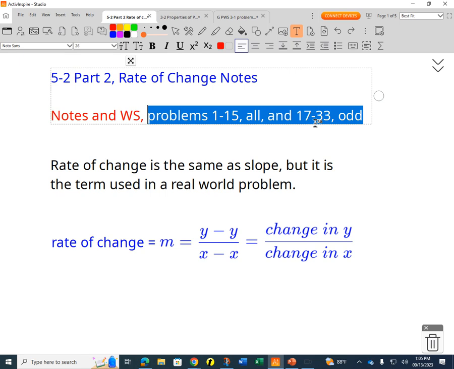17, 19, 21, 23, 25, 27, 29, 31, and 33, in case you forgot what it means for them to be odd.